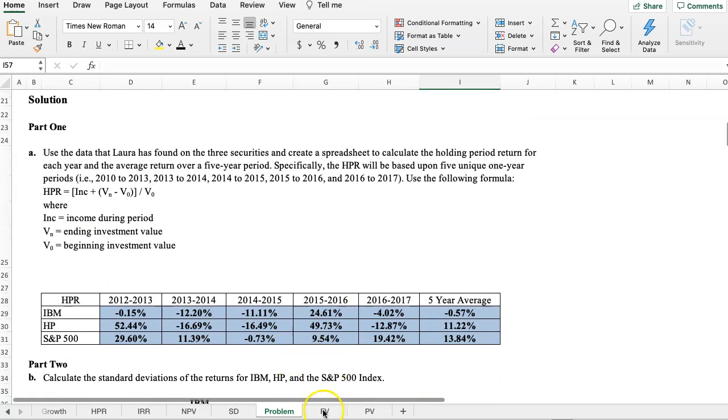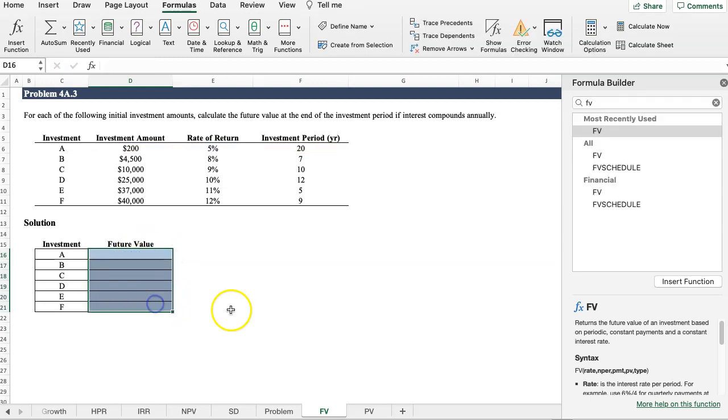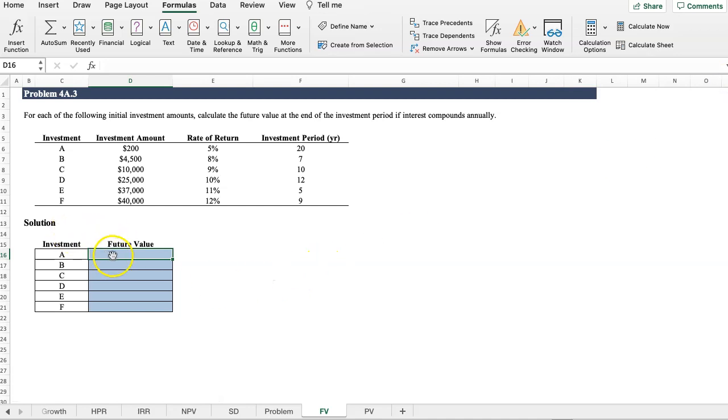Okay, so let's move into some more. Okay, so let me delete these. Unfortunately, I just recorded this whole thing, but I forgot to press record, so I'm going to do it again for a second time. So here we're doing future value, and we're given A through F investments, so these initial investments, the rate of return, and the number of years we're investing. So these are simple future values.